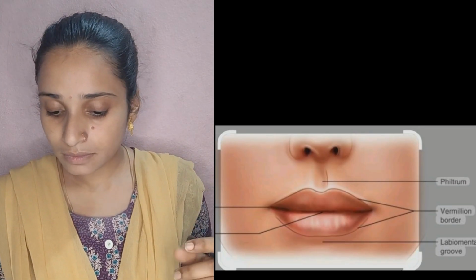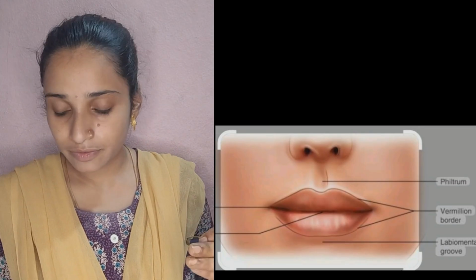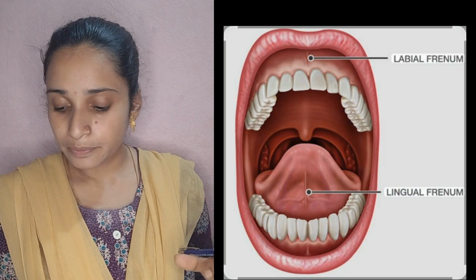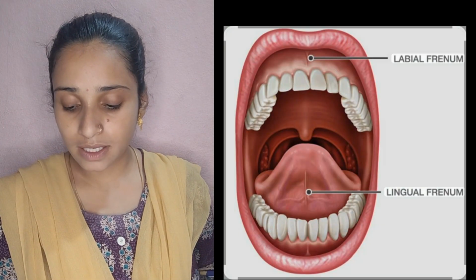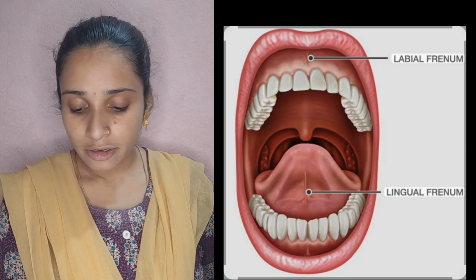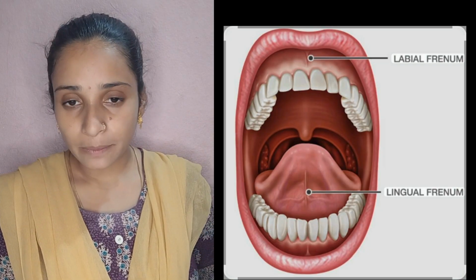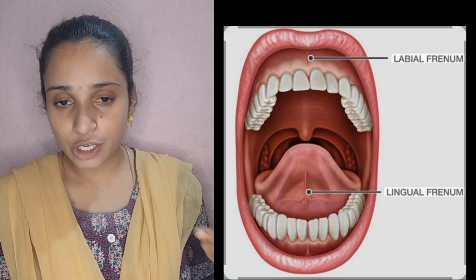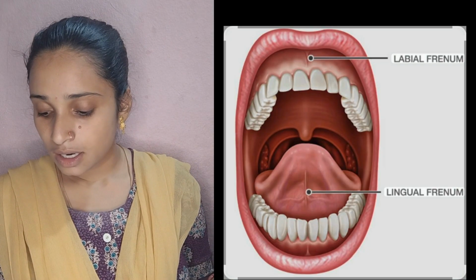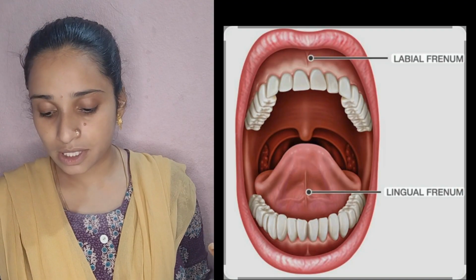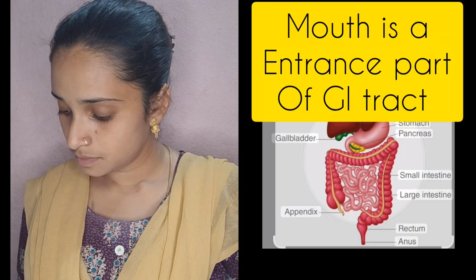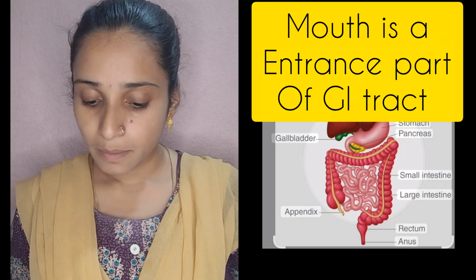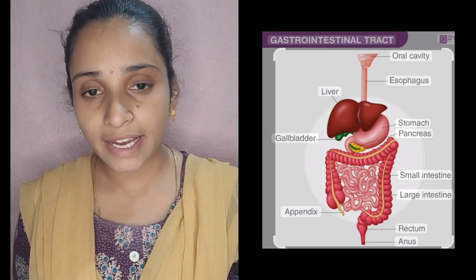Next, inside of the upper lip a mucosal fold is present, the labial frenulum. The labial frenulum is attached to the gums. Where the two lips meet is the angle of the mouth. The mouth is the entrance point of the GI tract.